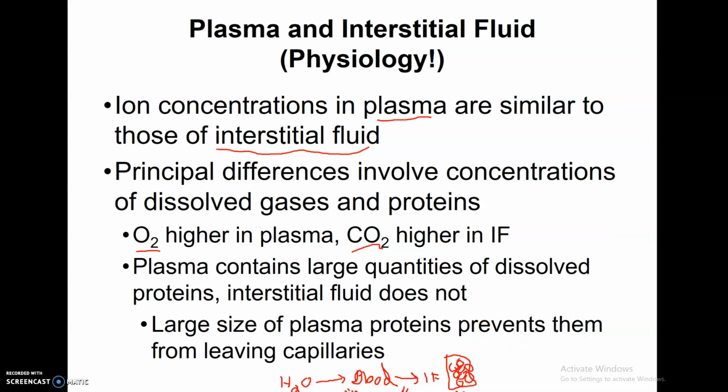So CO2 goes back into the bloodstream, circulates around, and gets released out in the lungs. So here's a great example.